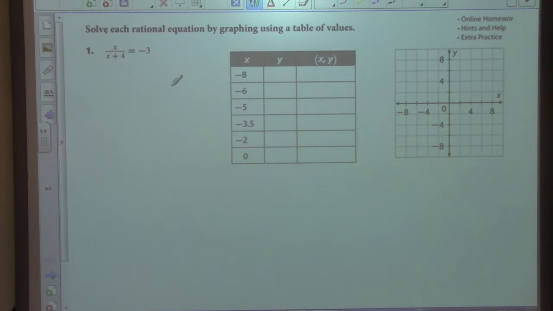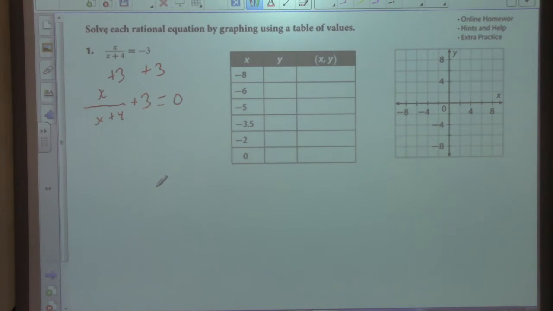So solve one side of the equation for 0. How do we do that? You add 3 to both sides. So we'll add 3 to both sides. So we have x over x plus 4 plus 3 is equal to 0.